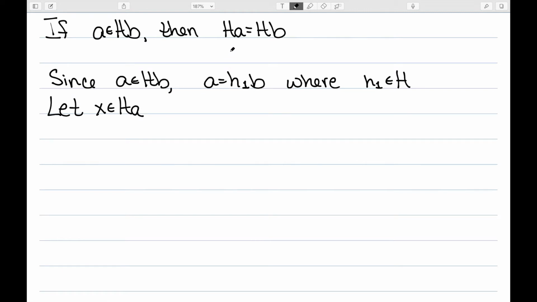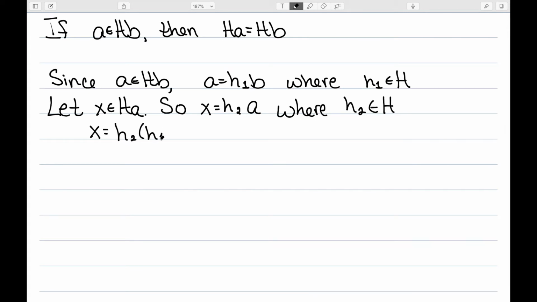Let's let X be in HA. We need to show it's also in HB. Since X is in HA, we know X is equal to H2A, where H2 is in H. Well, we also know that A is equal to H1B. Since this is a group, I have my associative property. I can regroup this as H2H1 times B. So now I have X written as an element in H, since H is a subgroup, it's closed under products, times B, which gives me that X belongs to HB.